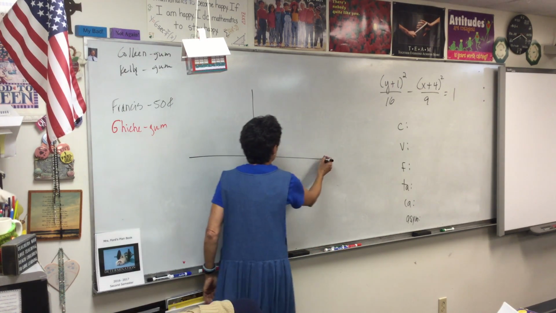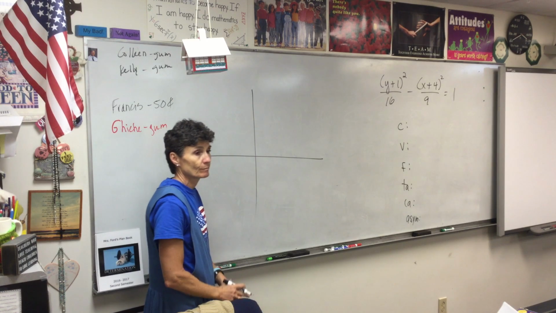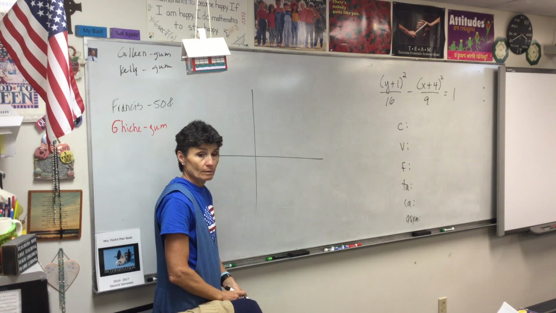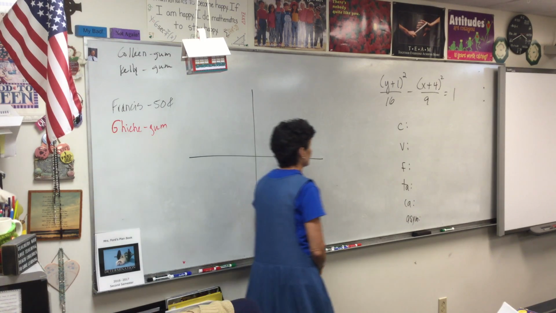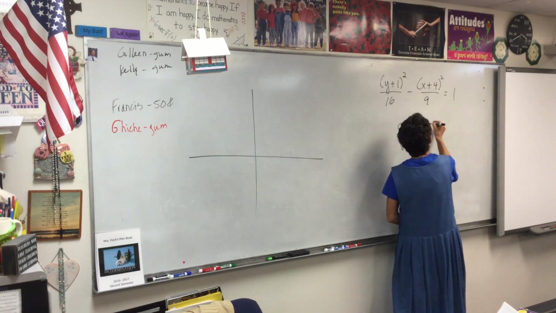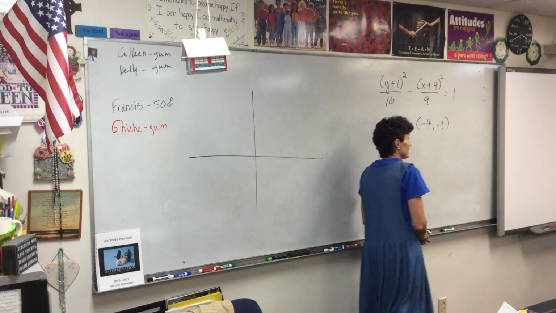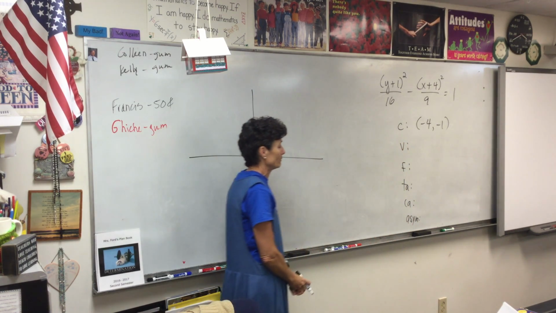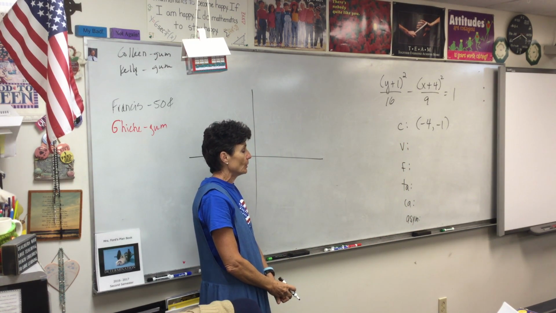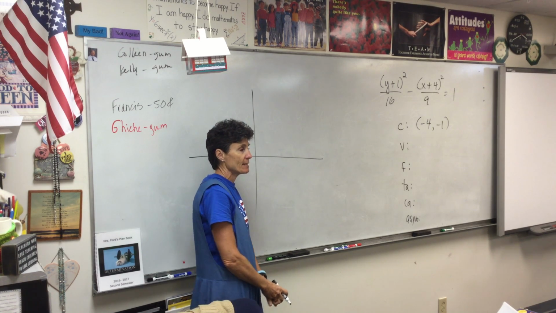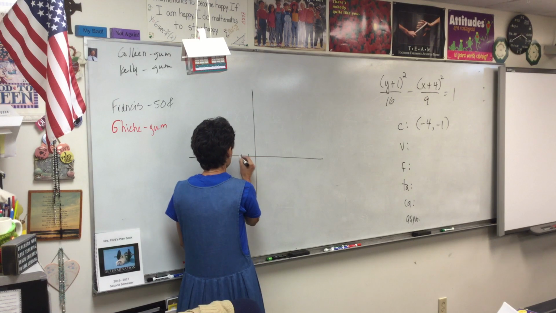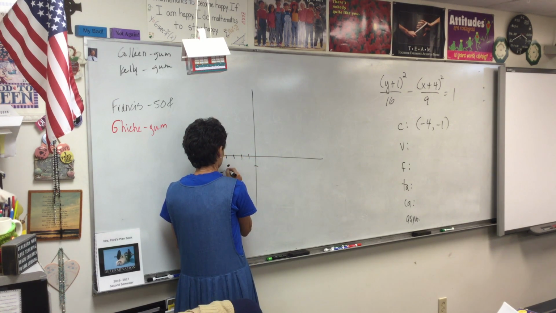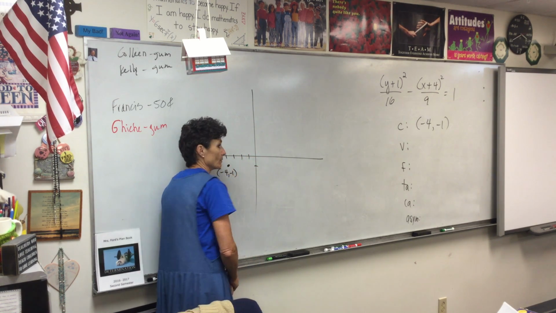What do you know about this hyperbola? Watch it, watch it, watch it. Oh, negative 4, negative 1. The center is at negative 4, negative 1. Did anybody fall for negative 1, negative 4? No, be careful. It's got to be x, comma, y. So we're at negative 4, negative 1. Right?